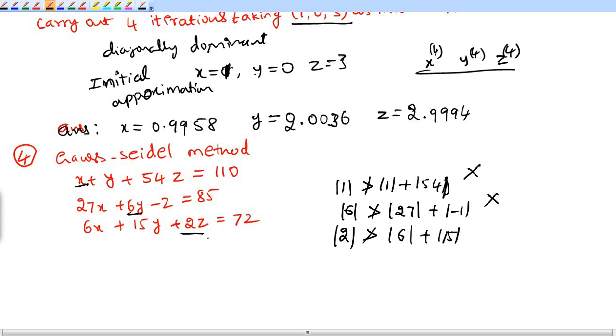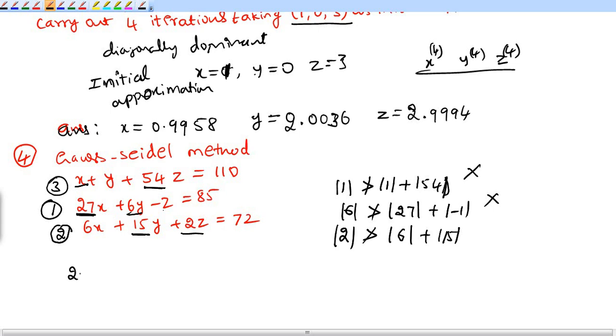In that case, what we have to do is, you observe carefully. Here we have 27, and here we have 15. 15 is greater than 6 plus 2. 27 is greater than 6 and 1. And here 54 is there. So now we will take this as equation 1, this as equation 2, and this as equation 3, so that the system becomes diagonally dominant.